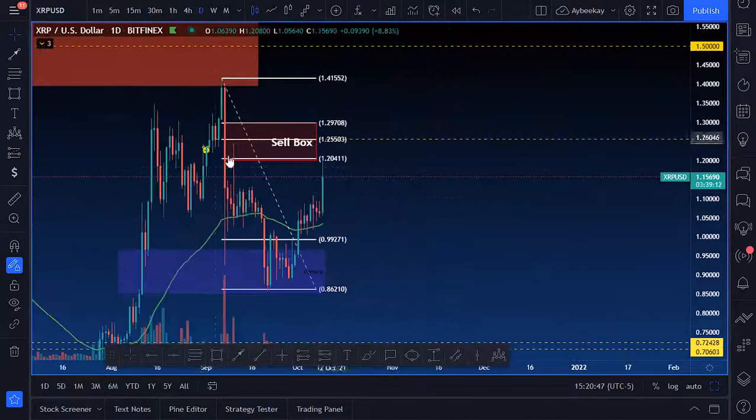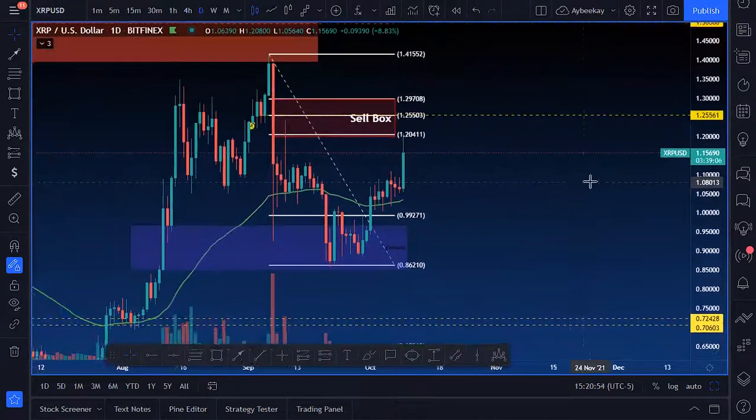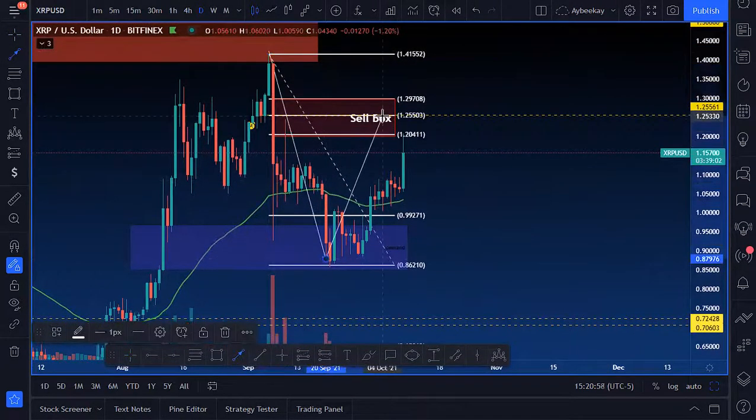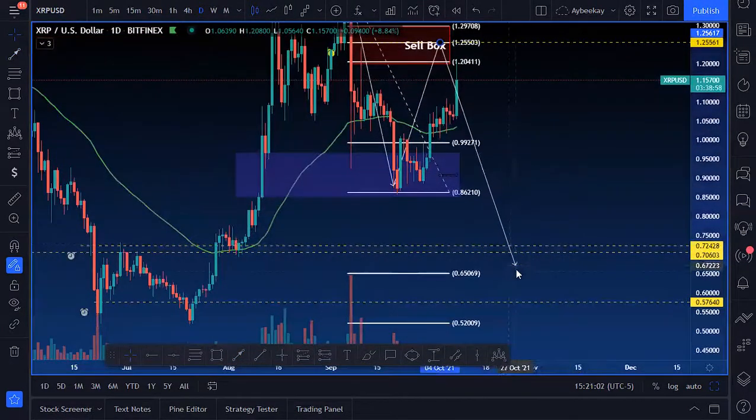And if it does, maybe I'll try to get into a sell again, and we'll see how that plays out. But yeah, this is not looking the greatest. It's not looking the greatest for me to try to buy. I just don't see the buys for me here, guys.